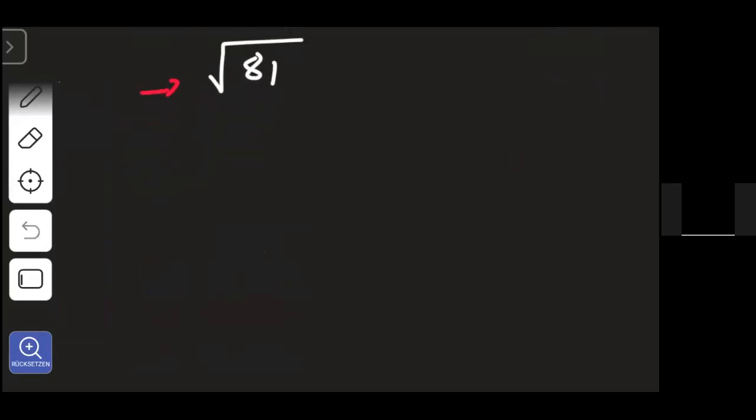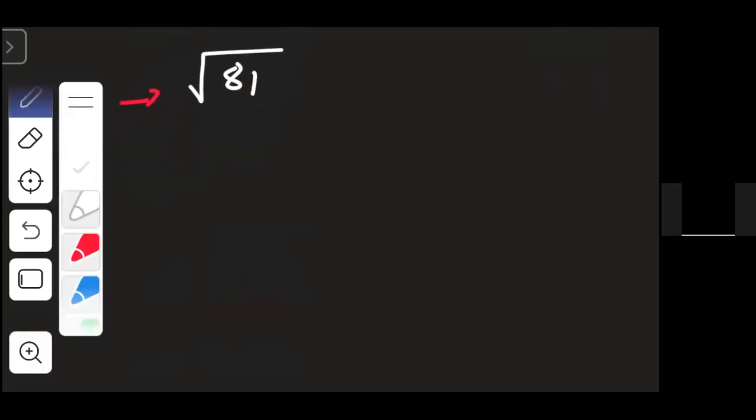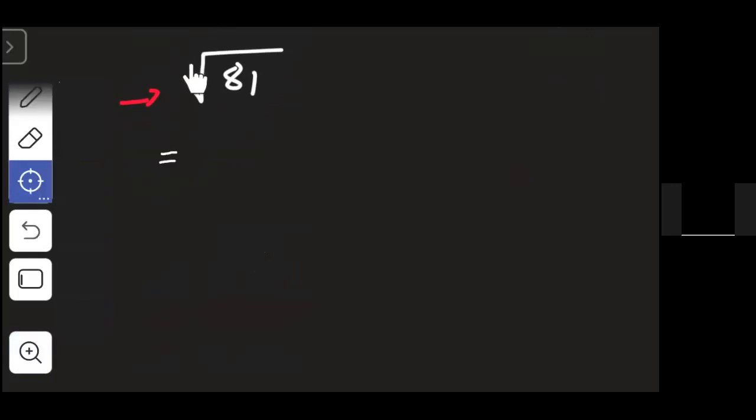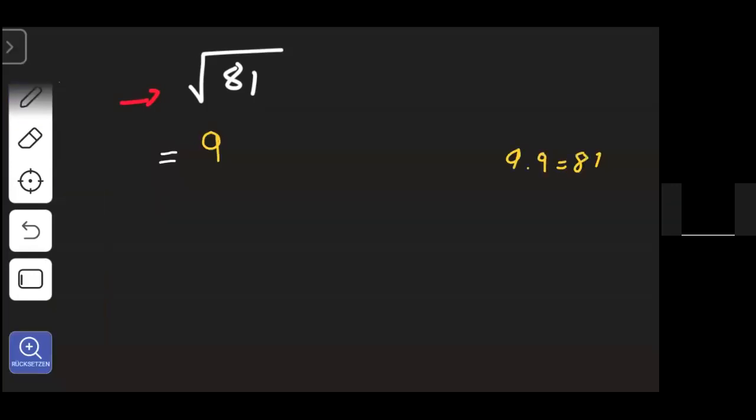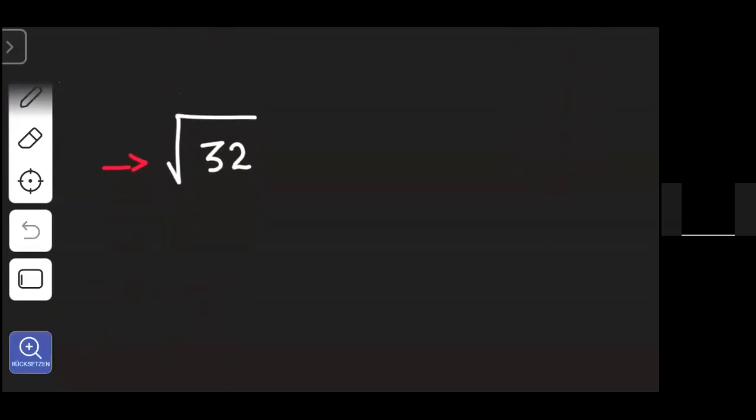Let's look at this one. What is the square root of 81? What number do you raise to the second power to get 81? 9, and that is easy. Why 9? Because 9 times 9, two times, is 81, or 9 squared is 81. So easy, right? I wish everything was like this in life.